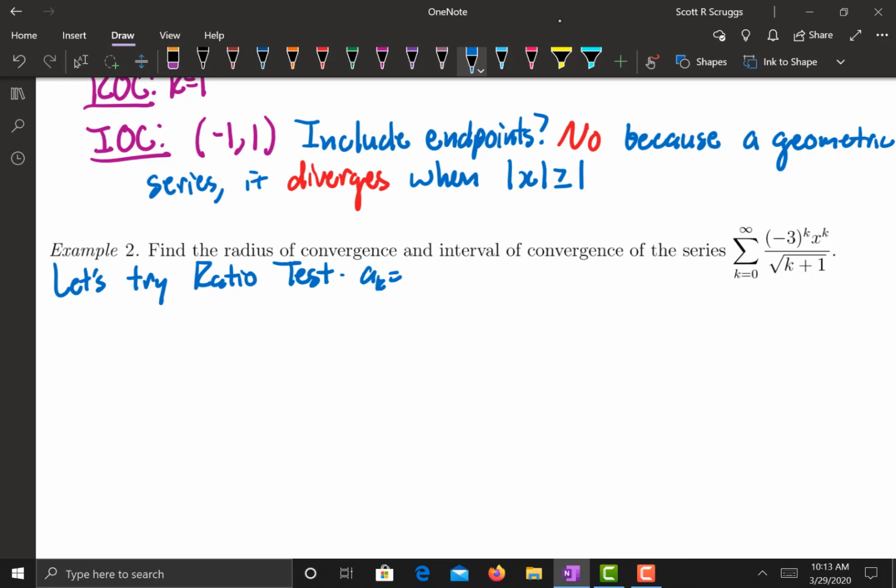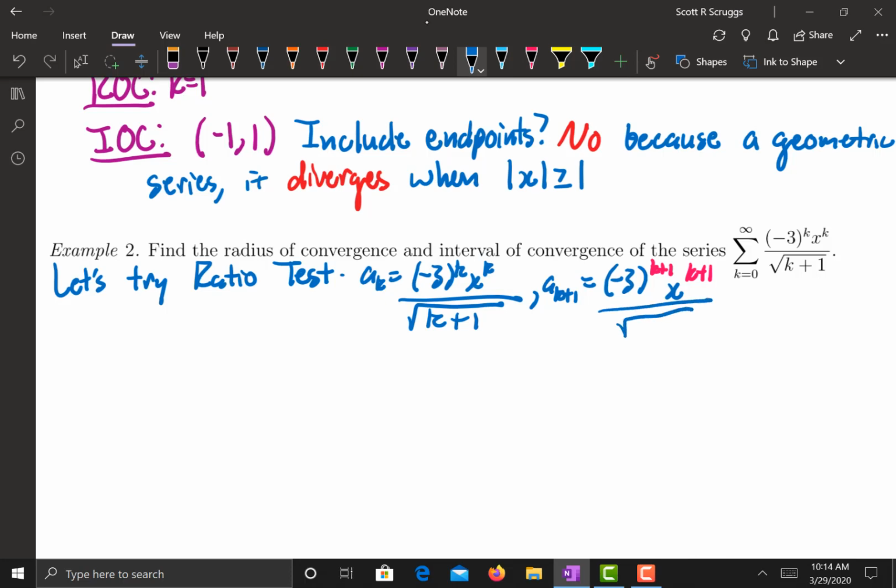All right, so like we do for ratio tests, let's go ahead and list out a of k and then a of k plus 1. So a of k will be negative 3 to the kth power times x to the k over the square root of k plus 1. A of k plus 1 means wherever I saw a k, I replace it with k plus 1. So negative 3 to the k plus 1, x to the k plus 1, over the square root of k plus 1 plus 1, which simplifies down to give us k plus 2.